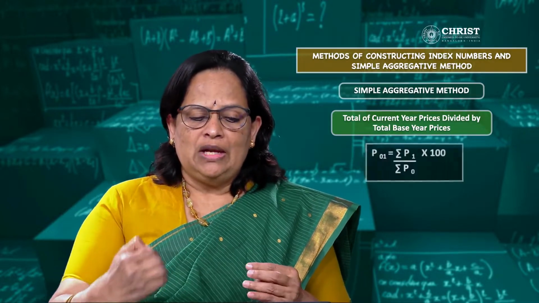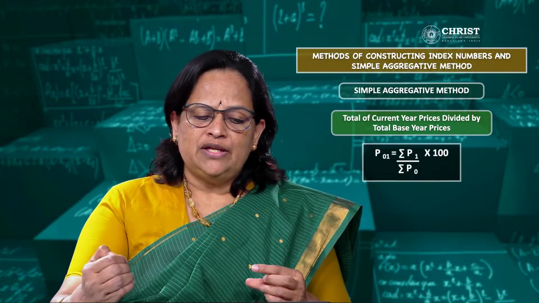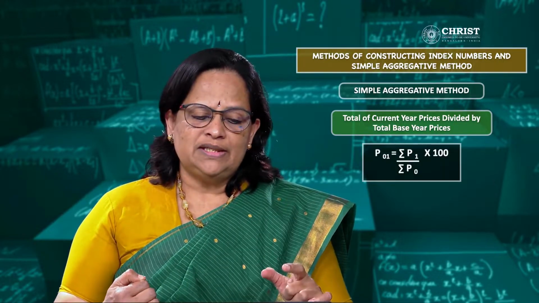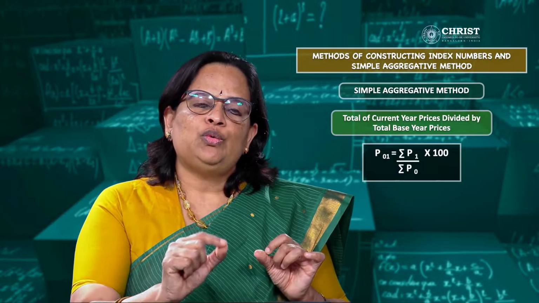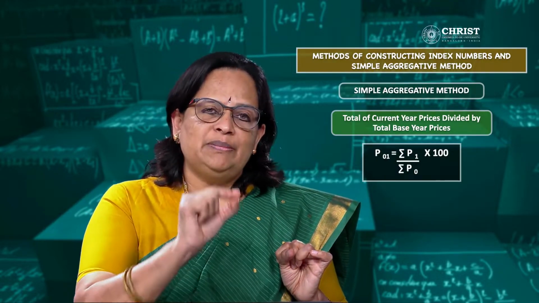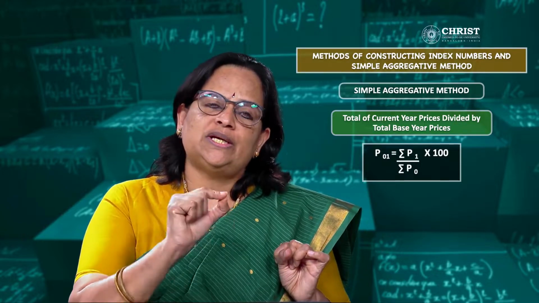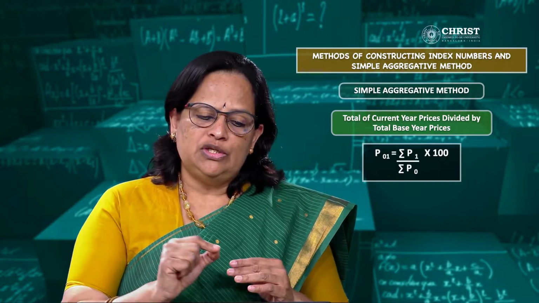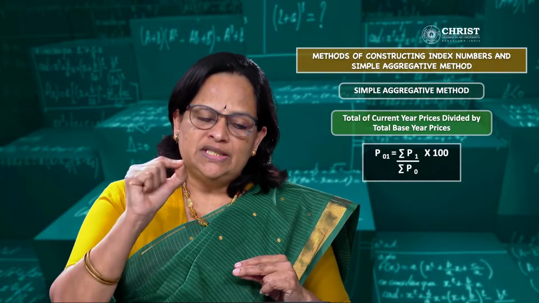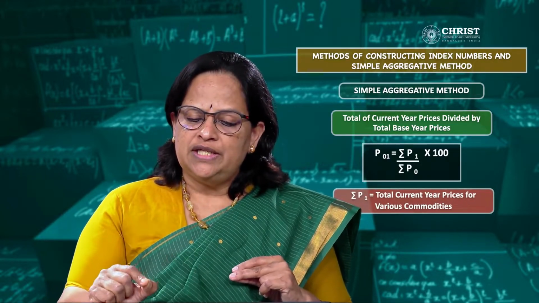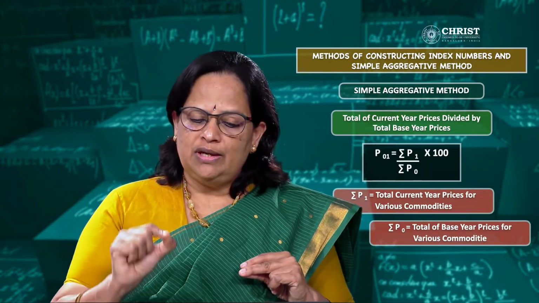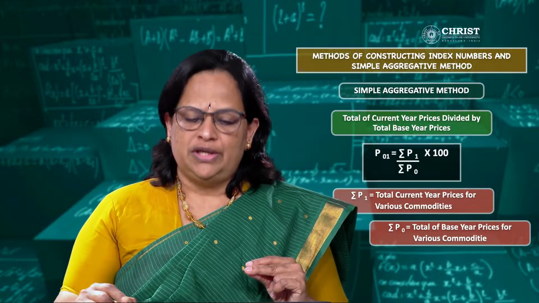Now, how do you calculate this? In the simple aggregative method, we are calculating P01. P is the index, 0 means the base year and 1 denotes the current year. P01 is equal to sigma P1 divided by sigma P0, into 100. Sigma P1 is the total of current year prices for the various commodities and sigma P0 is the total of base year prices for the various commodities.